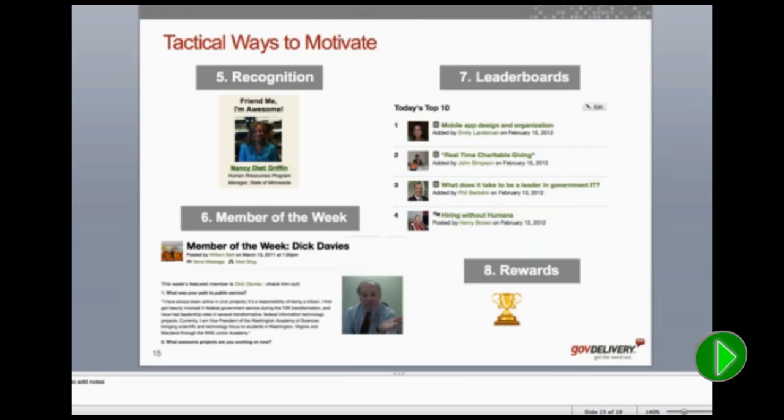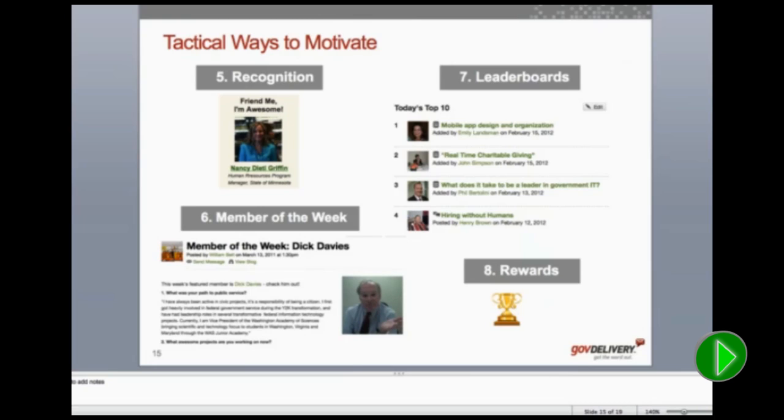Number 5 is recognition. People love to be recognized and sort of called out if that's one of the ways that they're motivated. So think about highlighting a member of the week, or just put someone in a newsletter who's done something awesome. Number 7 is leaderboards. Leaderboards are for people who are motivated through competition. That's an incredibly useful way to get people to increase their participation.